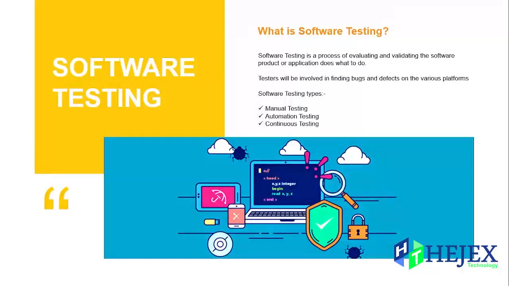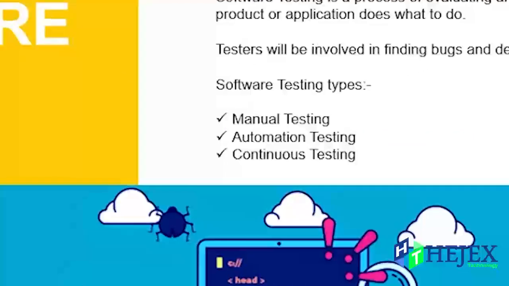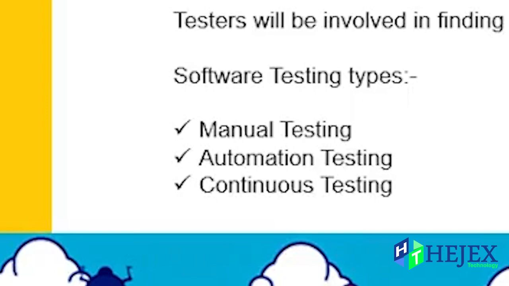Testers will be involved in finding the bugs and defects which have been created by the developers at the developer end. Software testing is majorly classified into three different types. First is manual testing. Manual testing is nothing but literally going to the Amazon website and just testing the Amazon website. That is the first thing. Second is automation testing, and third is continuous testing.